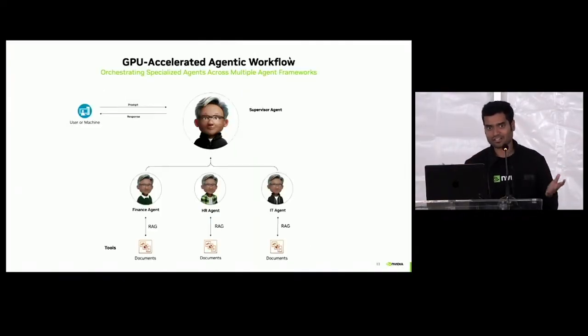So the future of complex AI isn't just a single agent, but multiple agents working together. And the NeMo Agent Toolkit helps you achieve that. And GPU acceleration is what makes this all real time.